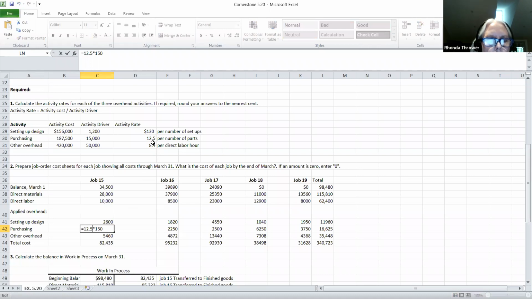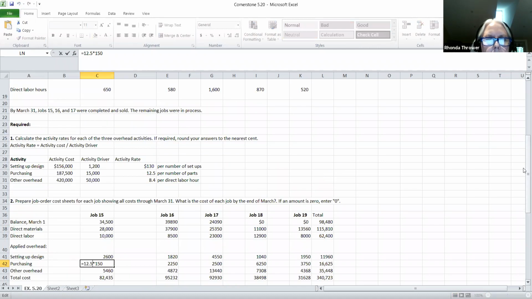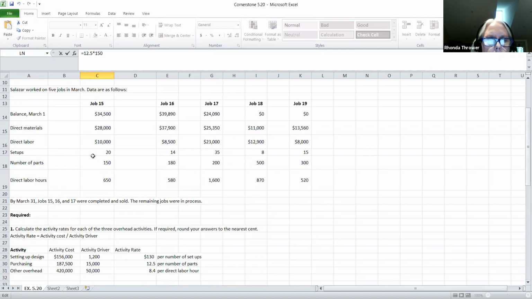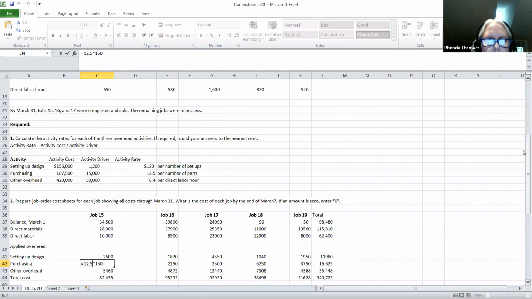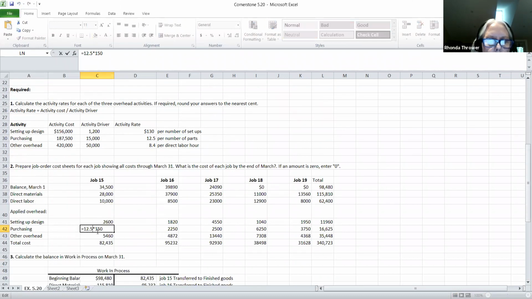The activity rate was $12.50, and then you're going to multiply that by the number of parts that were used for job 15, which was 150 parts. You multiply those out, and that will give you the amount of the overhead that is applied for the purchasing activity.